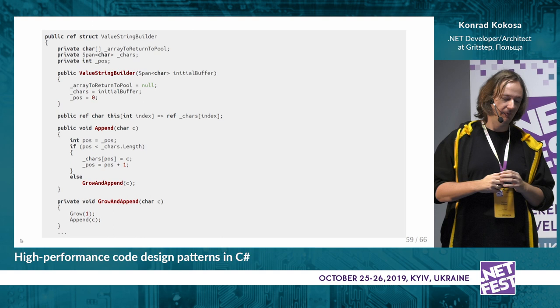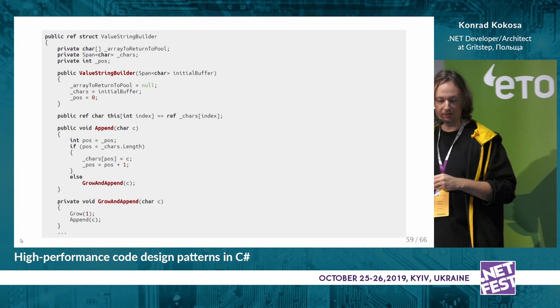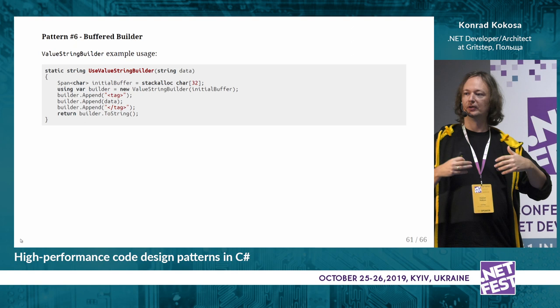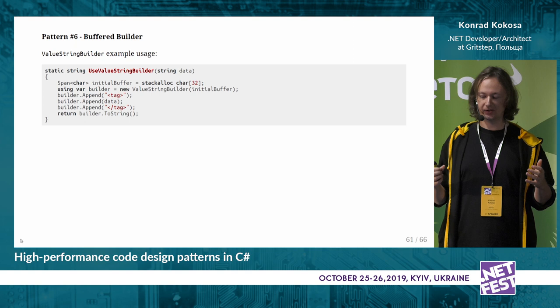We have an initial buffer provided here. The value string builder accepts an initial buffer as a span. I will explain why in a few slides. And this has a very similar API to a regular string builder. What is important for us here is that the API of using it looks exactly like in the case of string builder, but the tremendously popular solution currently is that such builders accept those initial buffers in a constructor.